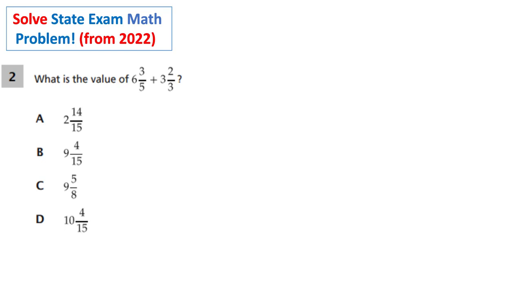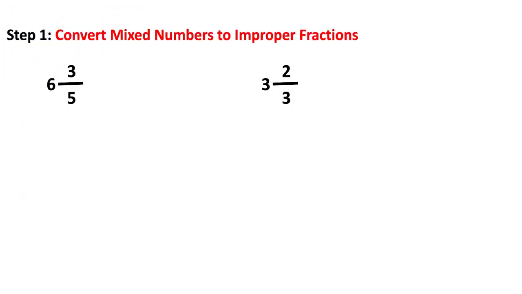To find the sum of 6 whole 3 over 5 and 3 whole 2 over 3, we first convert these mixed numbers into improper fractions. Here's how it's done. Remember, when you convert a mixed number into an improper fraction, multiply the whole number by the denominator of the fraction and add the numerator. The result is your new numerator. The denominator never changes, so write it as is.